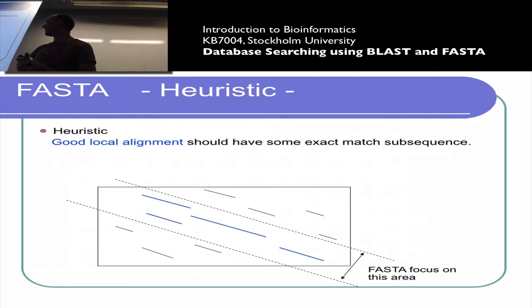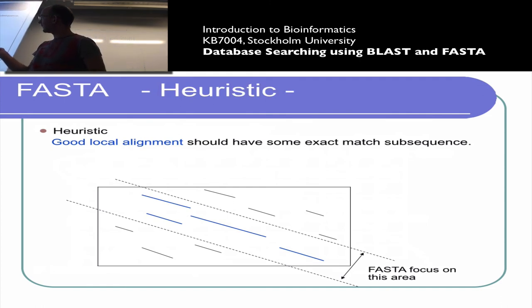Now there are some variations of it, but basically the idea is, if you want to find a good scoring alignment, you should have some areas that exactly match here in the middle. So in nucleotide sequences, you would like to have at least a number of areas or diagonals that are exactly identical. This is different from FASTA and BLAST. FASTA looks for exactly identical sequences or matches. BLAST also looks for similar sequences. That's one reason why it's better.